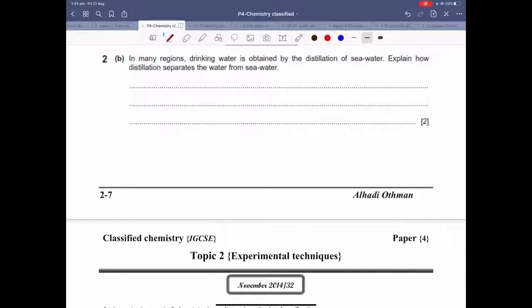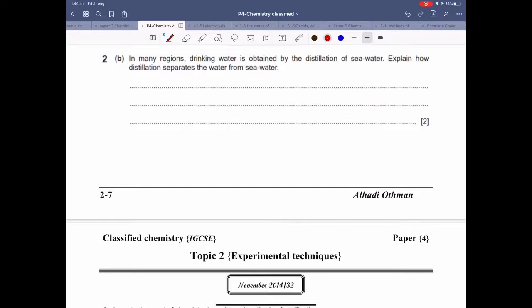Explain how distillation separates the water from seawater. Now, first of all, in your syllabus, you're required to know how the drinking water supply is obtained. This applies to the UK and many other countries like that. And it's different to obtaining drinking water from seawater, as mentioned in this question.